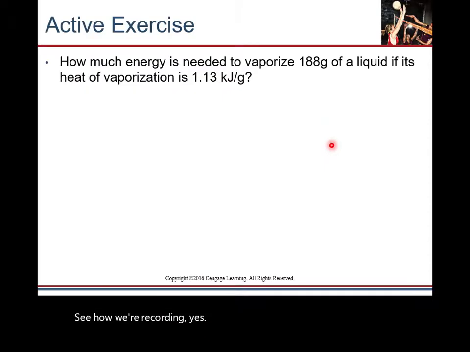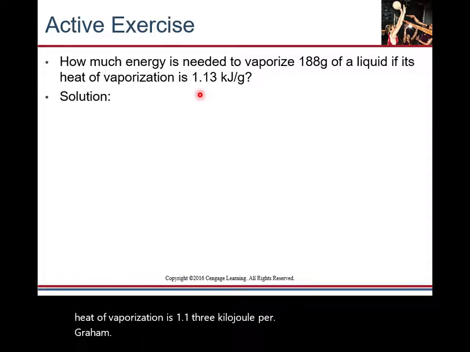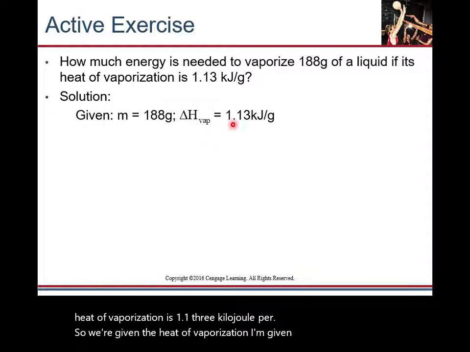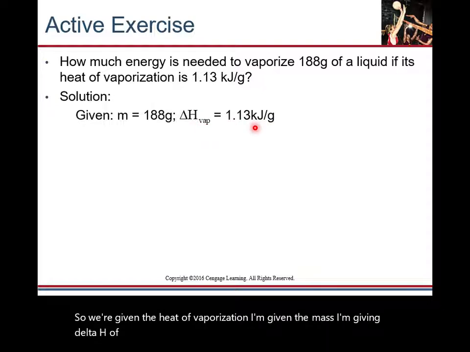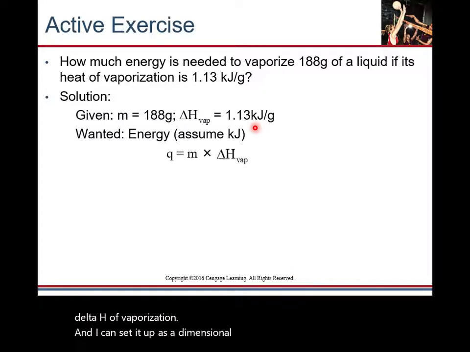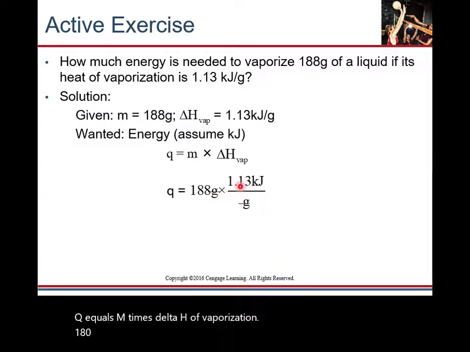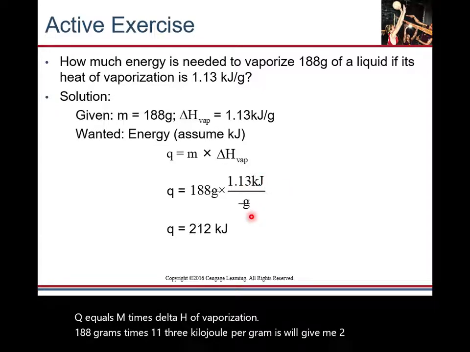Let's look at an example. How much energy is needed to vaporize 188 grams of a liquid if its heat of vaporization is 1.13 kilojoule per gram? So we're given the heat of vaporization. I'm given the mass. I'm given delta H of vaporization. And I can set it up as a dimensional analysis problem. Q equals m times delta H of vaporization. 188 grams times 1.13 kilojoule per gram. This will give me 212 kilojoules.